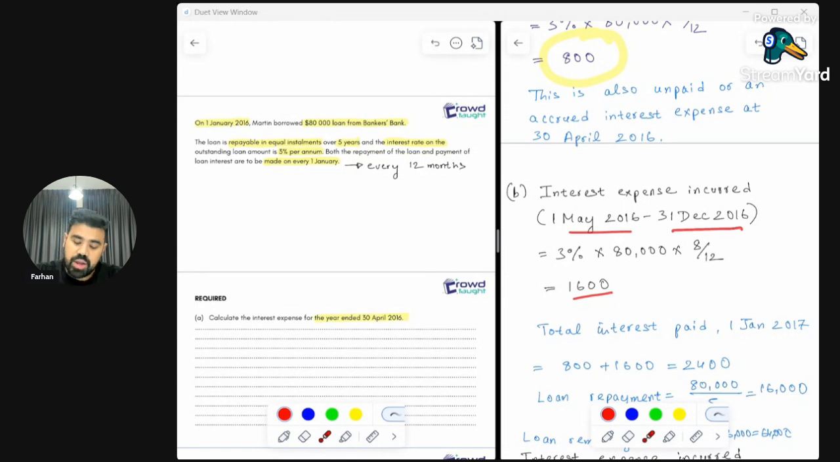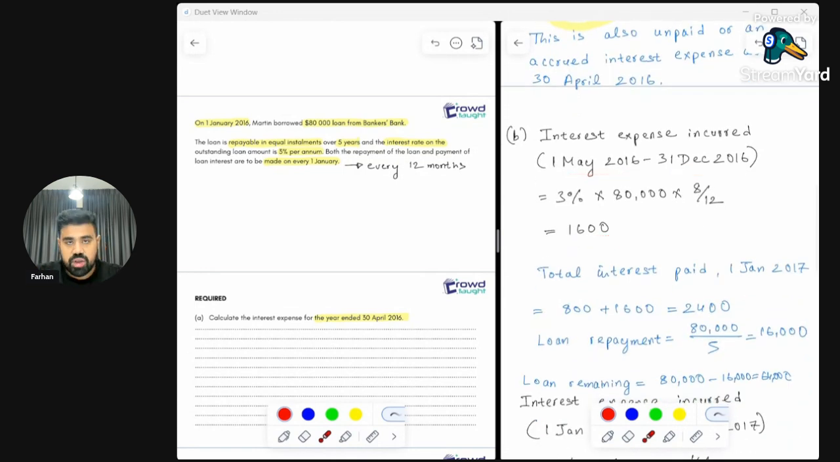All right, now the total interest that we would have paid on 1 Jan 2017, the day we are supposed to make our repayment for loan and interest, right? If you recall, based on the second paragraph of the question. So how much are we going to pay in total interest on 1 Jan 2017?